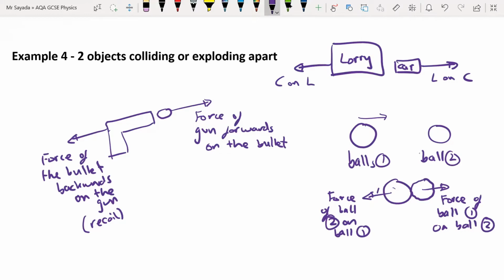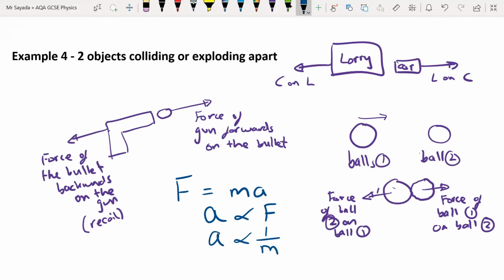Now, if we look at that a bit more as an equation, F equals ma. What that means is, as we've seen already, the acceleration is directly proportional to the force. So if you're not familiar on this, please watch the Newton's second law video. And the acceleration is inversely proportional to the mass. Now, if I'm telling you that the lorry and the car exert the same force on each other, that means this is a constant. That's not changing. So the force is a constant, that's the same for both.